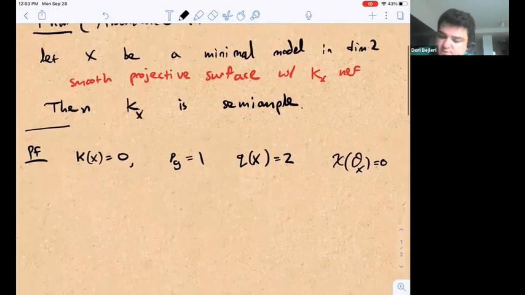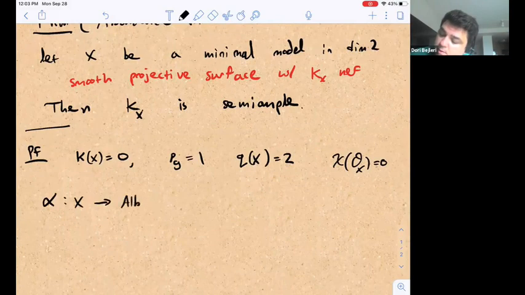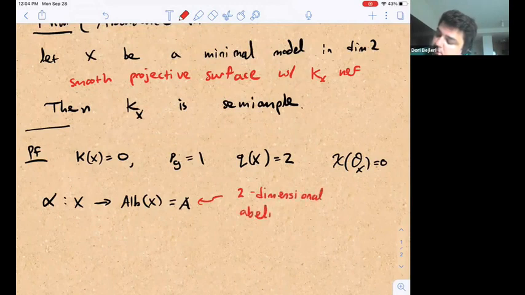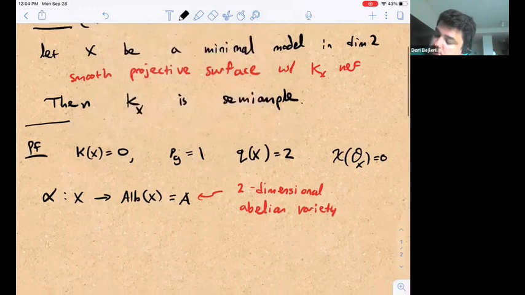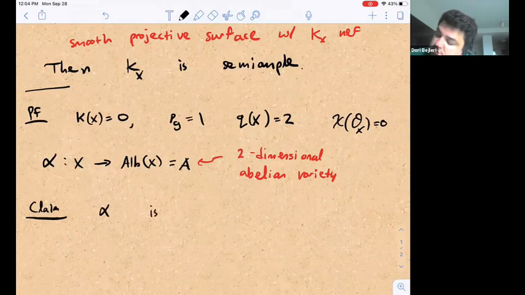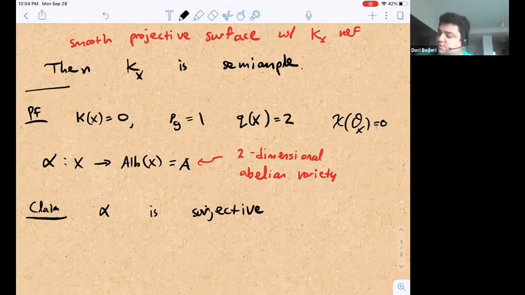And what we had shown so far, well, we took the Albanese map alpha from X to A, where A is some two-dimensional abelian variety because the irregularity is 2. And we had shown that alpha is surjective. And since X is also two-dimensional, this means that in particular it's generically finite.